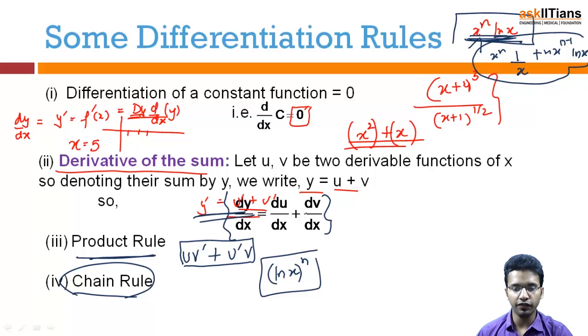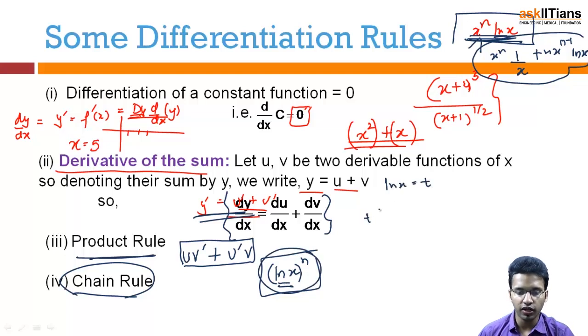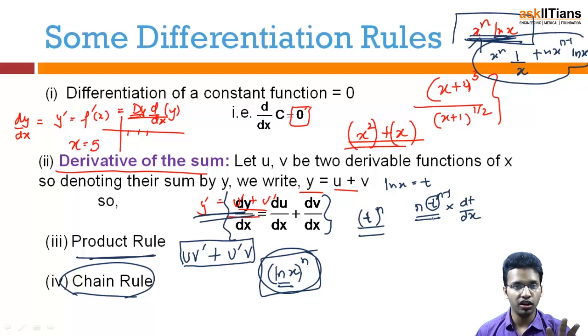So basically when we are differentiating a function, we always differentiate whatever lies inside. Like suppose if I am going for this one, what I will say is, let ln x be t. So first I'll follow the x raised to power n rule. I'll put it as such, then again I'll differentiate this with respect to x. This is what the chain rule is.